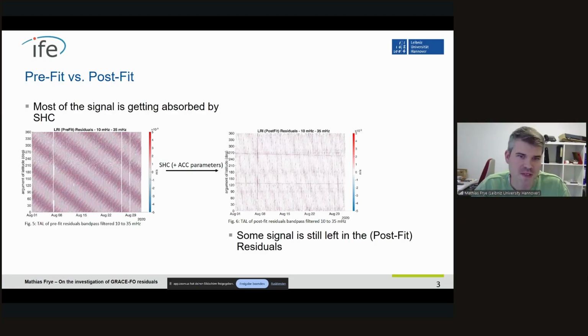Speaking about post-fit residuals, here we investigate the signal content of the residuals after gravity field estimation as well as before, which is illustrated on these two plots. On the left side, we have the pre-fit residuals. And when we estimate spherical harmonic coefficients and accelerometer parameters as well, we get the post-fit residuals. And on the right side, we see there is still some signal left in the residuals. And one of our tasks is to identify and analyze these signals.